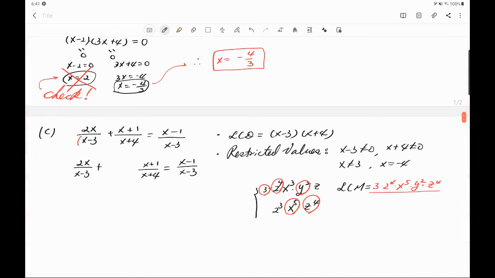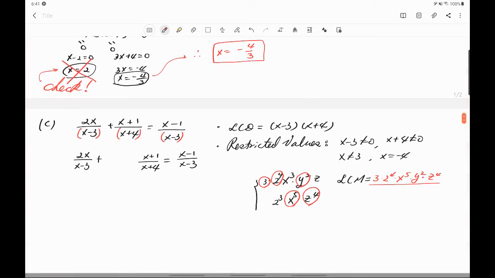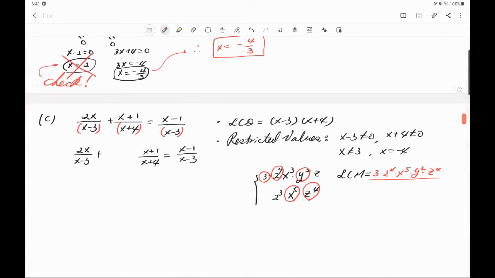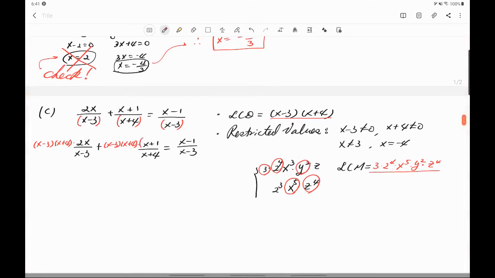Same thing. We have x - 1, x - 3, x - 3, right? So we select one of these, and then there is another factor, x + 4. So we will make a product of these two, (x - 3)(x + 4). So this is the LCD. So we're going to multiply each term in the equation by this LCD. So I'm going to write (x - 3)(x + 4) in the numerator side, and the second term is (x - 3)(x + 4). Let me put parentheses around the numerator and the denominator. And the last one, (x - 1)(x - 3)(x + 4).